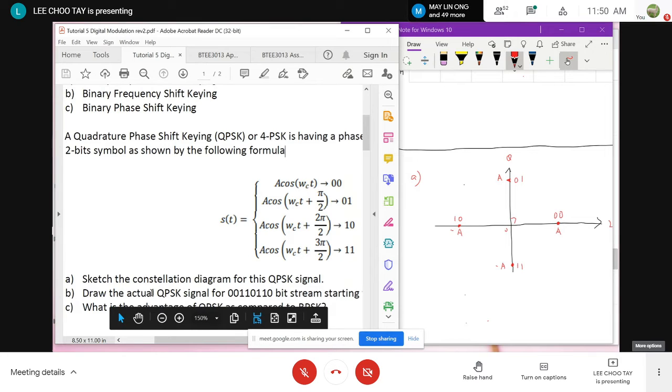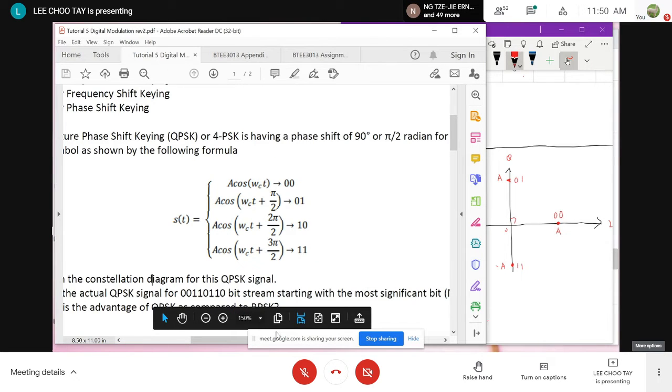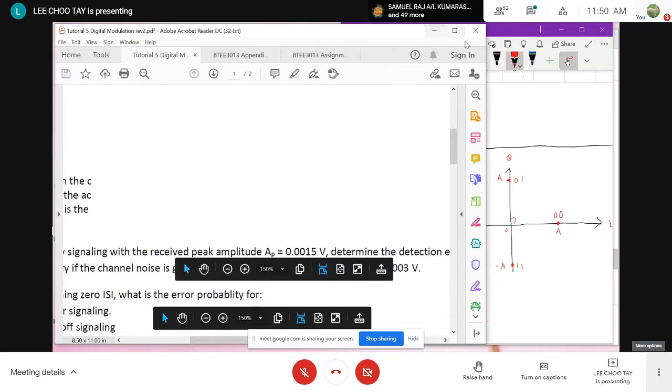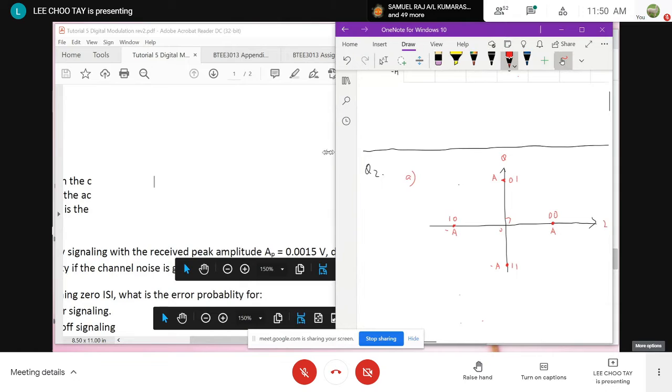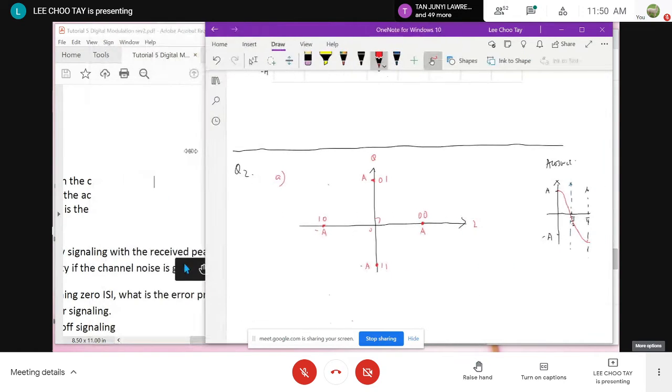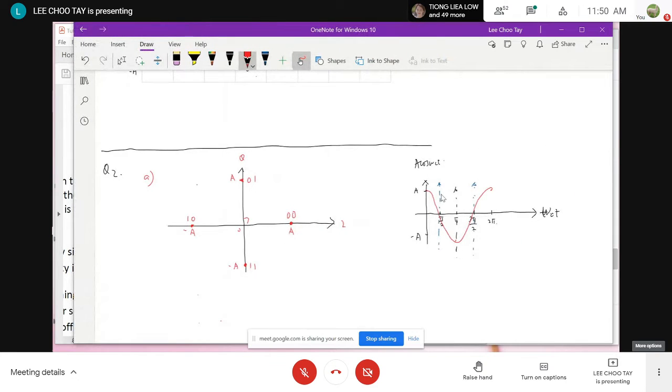Part B, you are asked to draw the actual QPSK signal for this bit stream with the most significant bit first. All right, with the most significant bit first. And therefore, we need to write down the bit, or before that, because this is a cosine wave, I'm going to show you how a cosine wave looks like first in its original form. So this is A cosine omega ct. All right, and this is your y-axis. Your x-axis is omega ct.